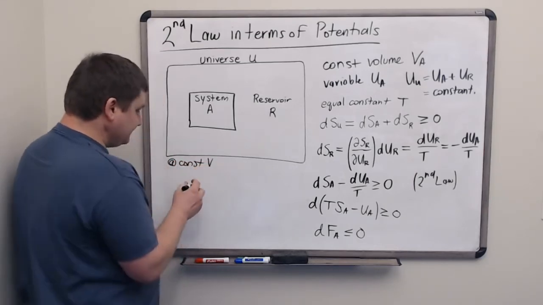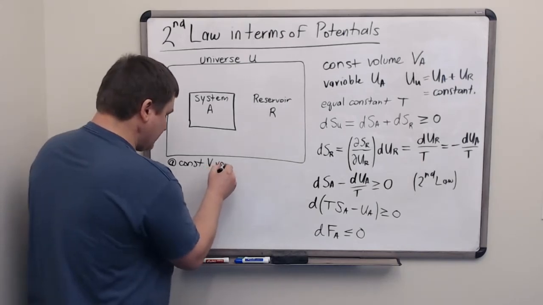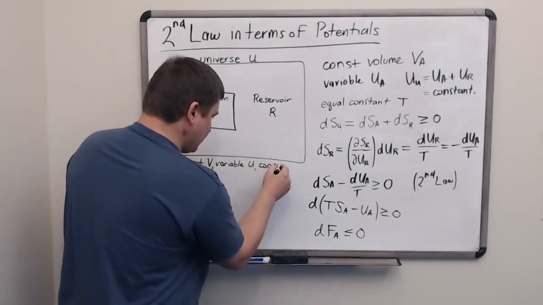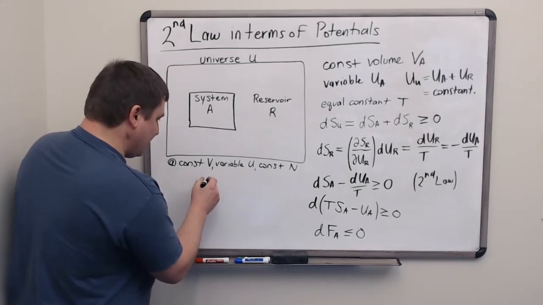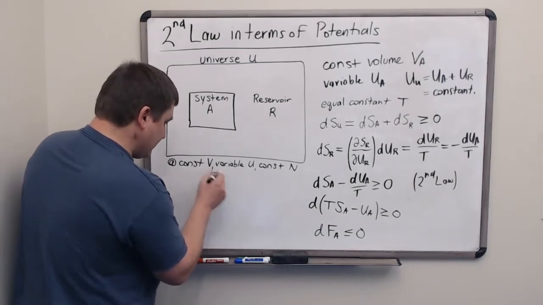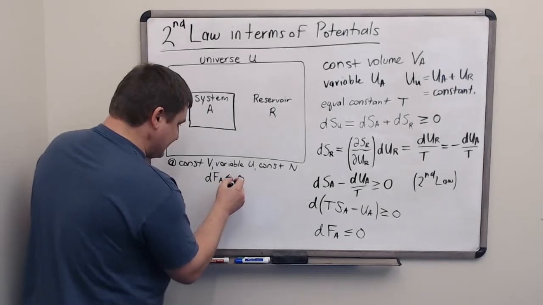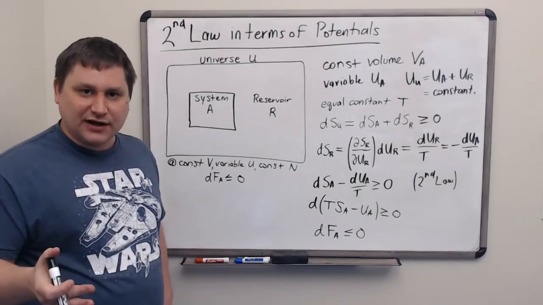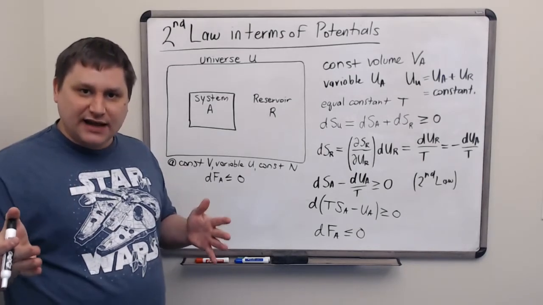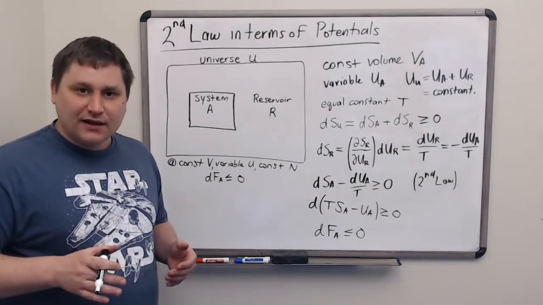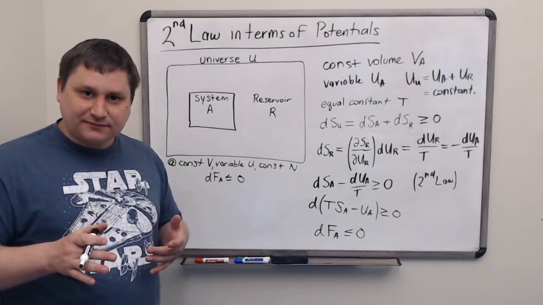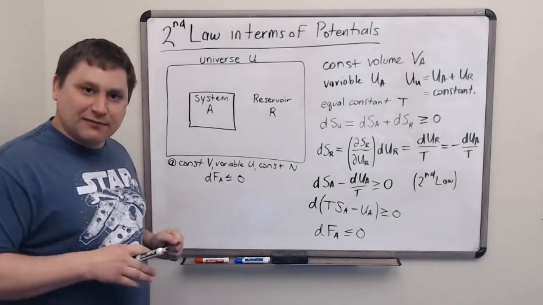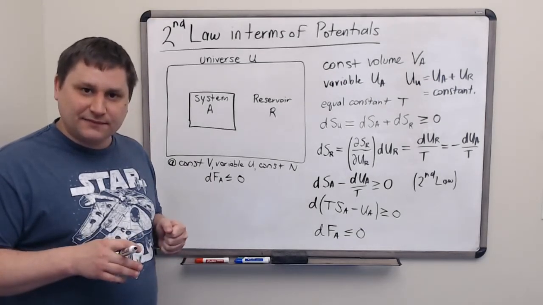At constant volume, variable U, constant N, our second law of thermodynamics is: the change in the Helmholtz free energy in any process must be less than or equal to 0. This means that as a system seeks equilibrium, if it begins in a non-equilibrium state and it moves towards equilibrium, its Helmholtz free energy will decrease. And so the point of global equilibrium, the final equilibrium state, will be the minimum of the Helmholtz free energy.